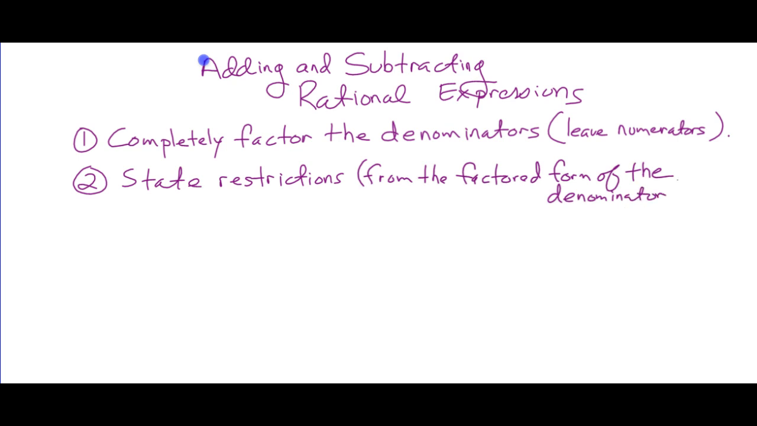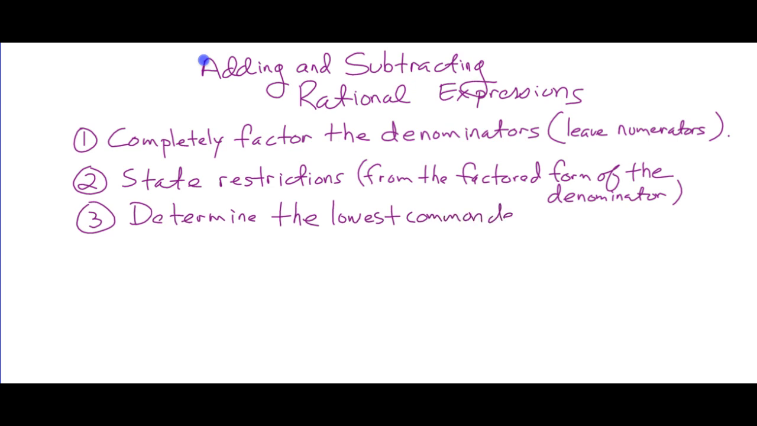There's no division here, so we're not worried about anything changing to a multiplication and a numerator moving down to a denominator. That doesn't happen in adding and subtracting. You have to determine the lowest common denominator. In order to add or subtract fractions, that relies on the lowest common denominator. Once you've got a factored form, it's easy enough to look at it and say, okay, this will be the lowest common denominator.